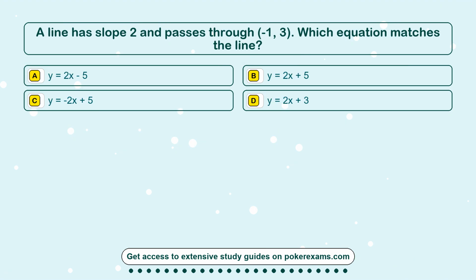Question 14. A line has slope 2 and passes through (-1, 3). Which equation matches the line? Option A, y equals 2x minus 5. Option B, y equals 2x plus 5. Option C, y equals -2x plus 5. Option D, y equals 2x plus 3.